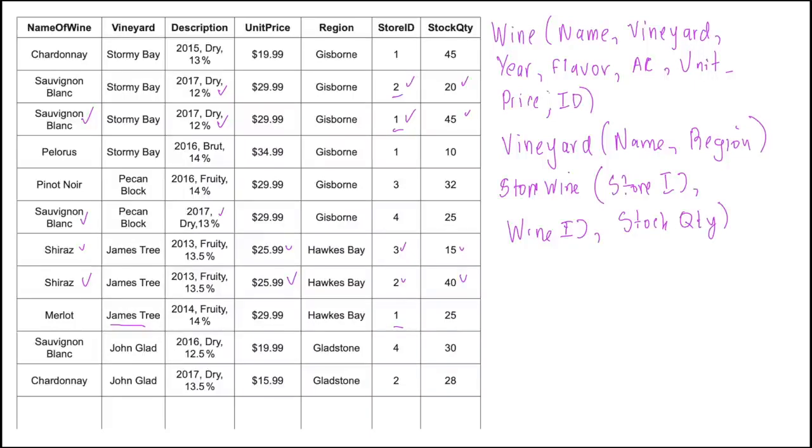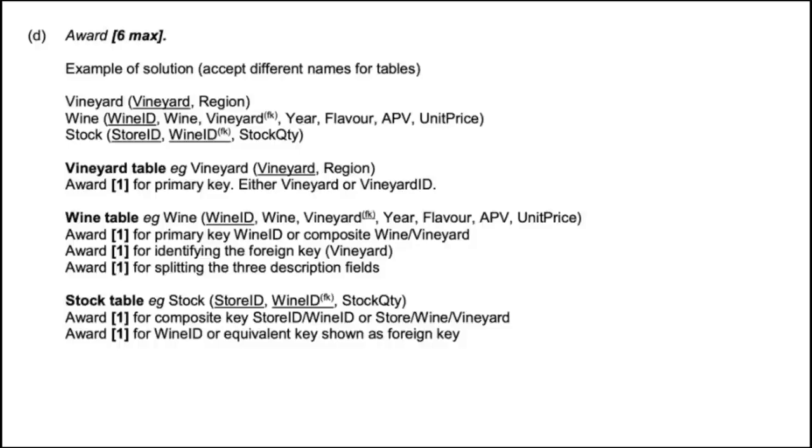Even these two right here, our Sauvignon Blancs, have all the same characteristics except for the store ID. So these could both function as primary keys, and we're just going to have an ID right there. I'm sure there's something that could function as a primary key right there, but I think we're going to stick with that. And I think we've accounted for all the different attributes. Let's look at the mark scheme and see how we did. I think we did pretty good. Wine ID, wine, vineyard. Okay, that's actually perfect. Awesome.